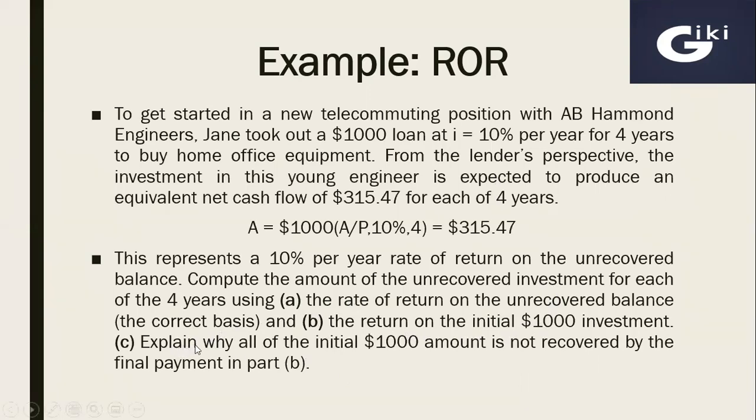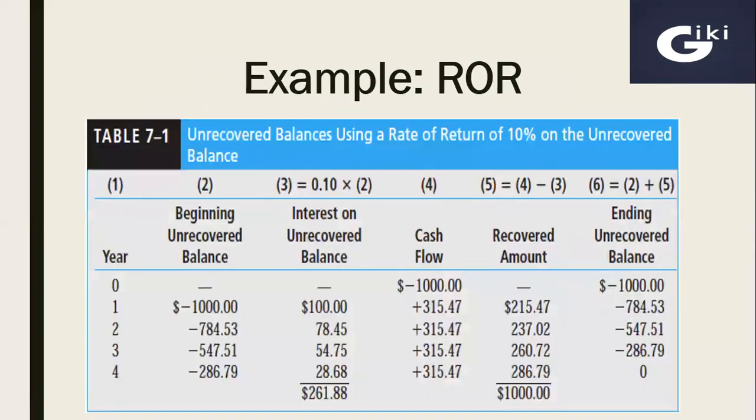Then in requirement C, we have to explain why all of the initial $1,000 amount is not recovered by the final payment in part B. So we need to explain why plan B is not able to recover the full amount, that is $1,000. So let's start with option A: unrecovered balance using a rate of return of 10% on the unrecovered balance.